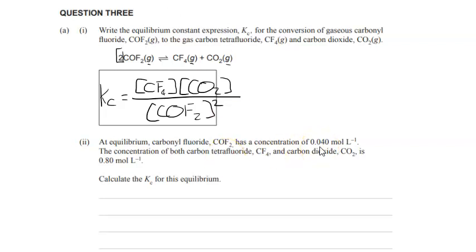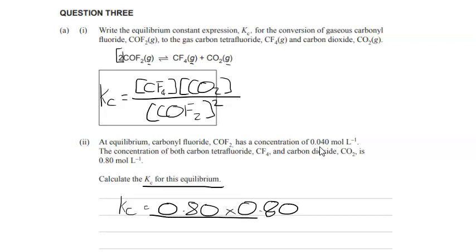The next question is calculate the Kc for this equilibrium if we're given the concentration of all of these reactants and products. So Kc will be equal to 0.80 times 0.80. So you could put 0.80 squared if you wanted, and that is divided by 0.040, but that is going to be squared because we've got the squared value there. And so that equals 400.